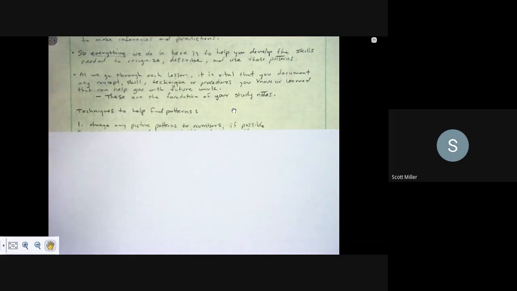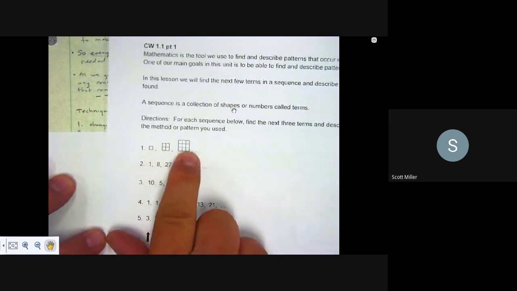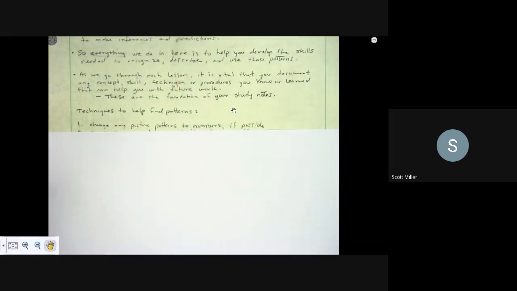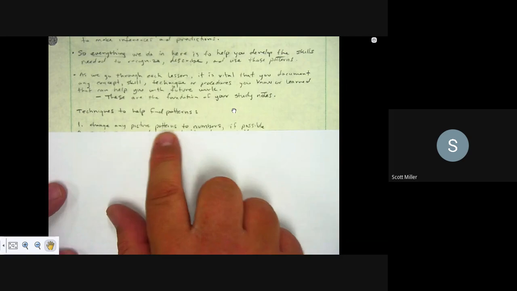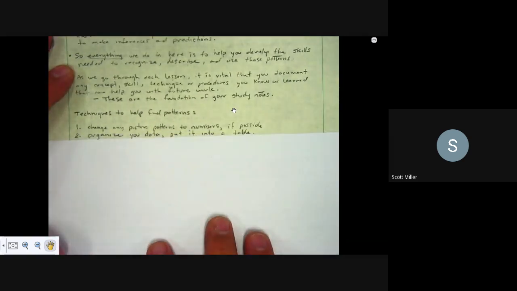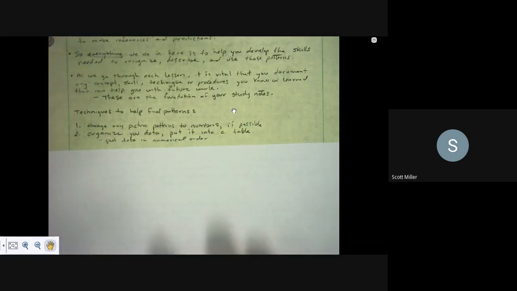So depending on what you're looking at, if I give you patterns in pictures, like in number 1 over here, the first one here is a picture pattern. If I have pictures, you want to change them to numbers if it is possible to do so. You want to organize your data, your observations if you're out in the real world. What am I observing out in the real world? Okay, that's your data. Put that into a table. Okay, so put the data in numerical order. These are things that you can do also.